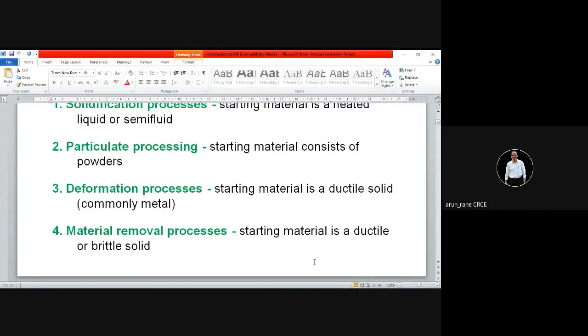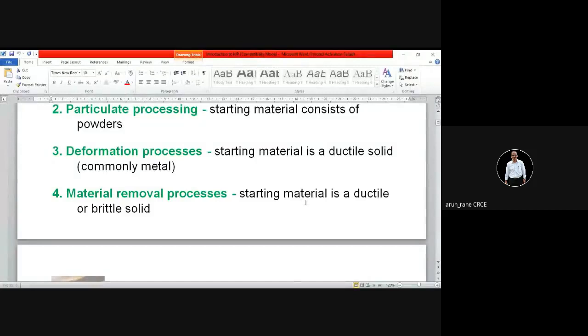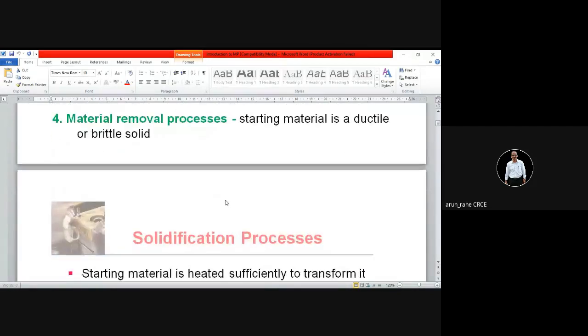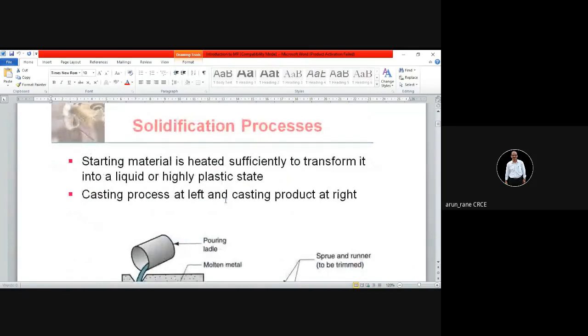Material removal process. In material removal process, the material can be ductile or it can be brittle. Material removal process means what we have discussed: lathe, drilling, milling, etc. So this slide is also important. Then solidification processes. This is casting.